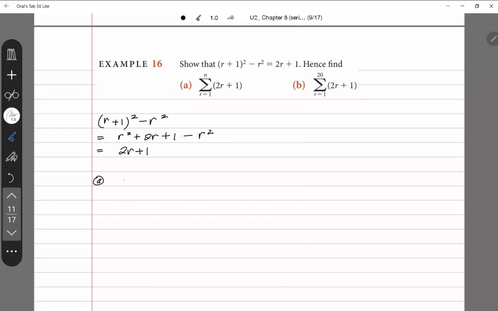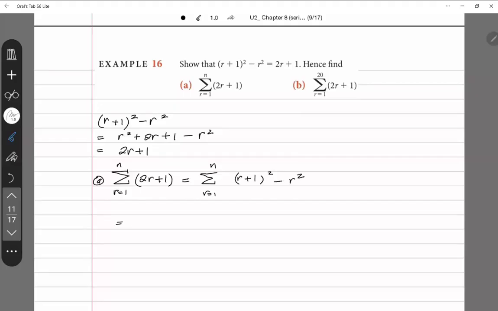Then A is asking us to find the summation from r is equal to 1 to n of 2r plus 1. And this would be equal to the summation from r is equal to 1 to n of r plus 1 squared minus r squared.